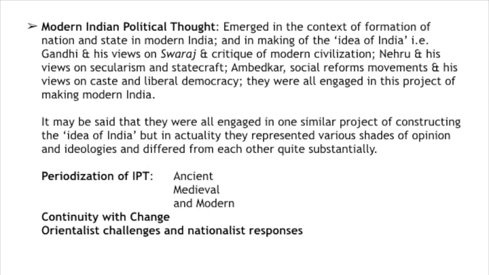So thinkers like Gandhi and his views on Swaraj and his critique of modern civilization help us to understand in what ways they began to theorize and conceptualize Indian nation and Indian civilization, which is distinct from, say, Western civilization or modern civilization. Similarly, Nehru and his views on secularism and statecraft, and Ambedkar's social reform movement and his views on caste and liberal democracy, these are the ideas which help in shaping the modern political discourse in India, and it seems that they were all engaged in this project of making modern India. So modern Indian political thought emerged simultaneously with the emergence of nation and state in modern India.